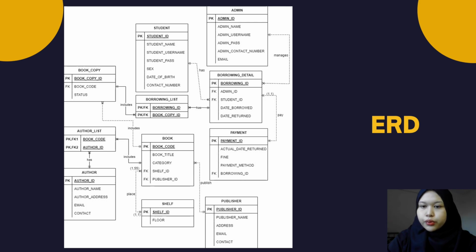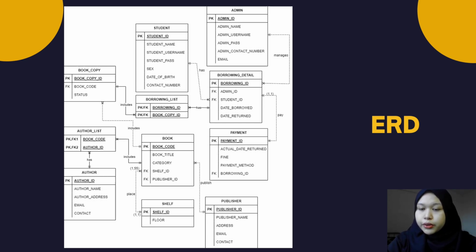Firstly, when a student wants to borrow a book, this system will insert the data that each student has many borrowing details, and these borrowing details are managed by an admin. After that, each borrowing detail is only for one payment, so when the student wants to pay a fine, the student can only make one payment for one borrowing detail.